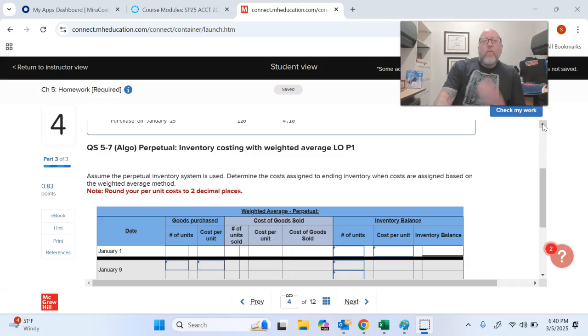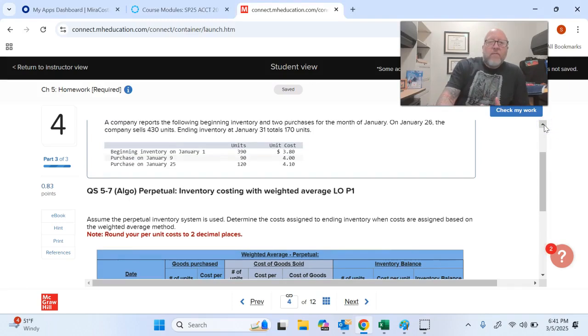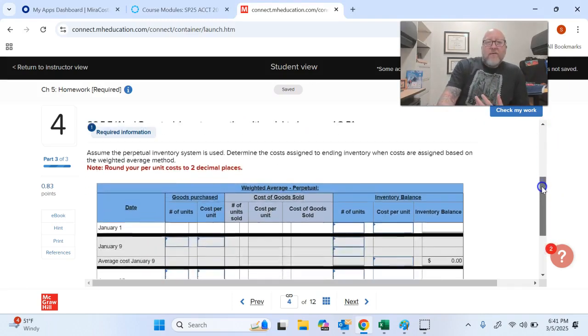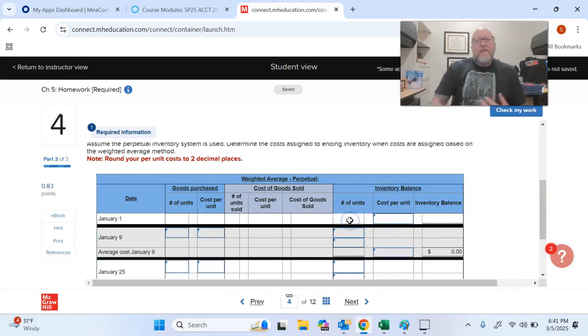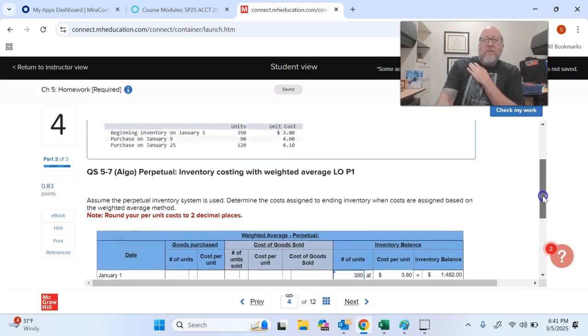Weighted average. So it's the third inventory costing method we would use when we're using homogeneous products, things that more or less always look the same, but vary in price. So the data: 390 units at $3.80. Let's get started. Beginning inventory 390 at $3.80 for a total of 1482.